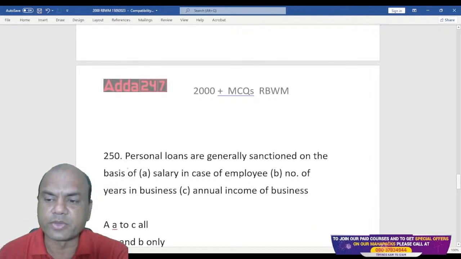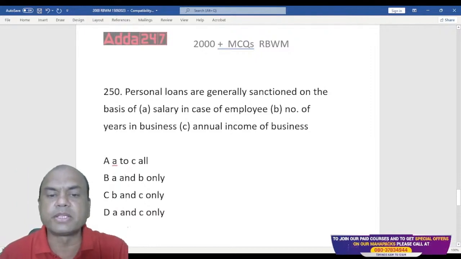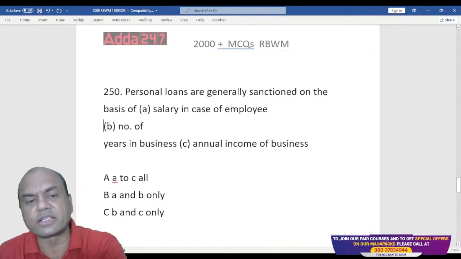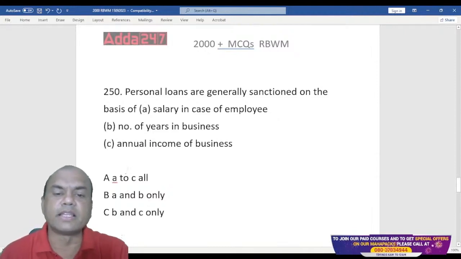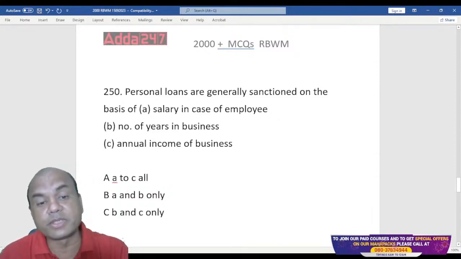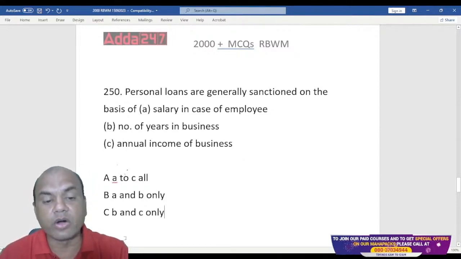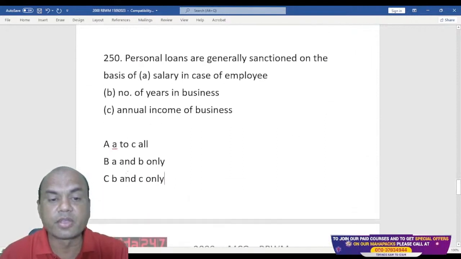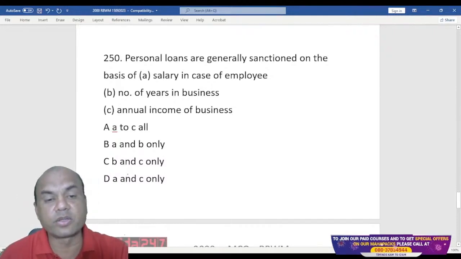Next one. Personal loans are generally sanctioned on the basis of salary in case of the employee, number of years in business, and annual income of the business. So personal loans are sanctioned generally on the basis of what? Is it A to C all, or A and B only, or B and C only? It is sanctioned on the basis of everyone.